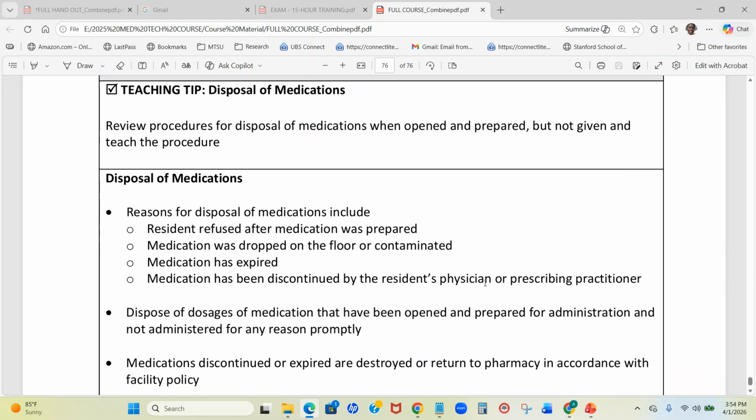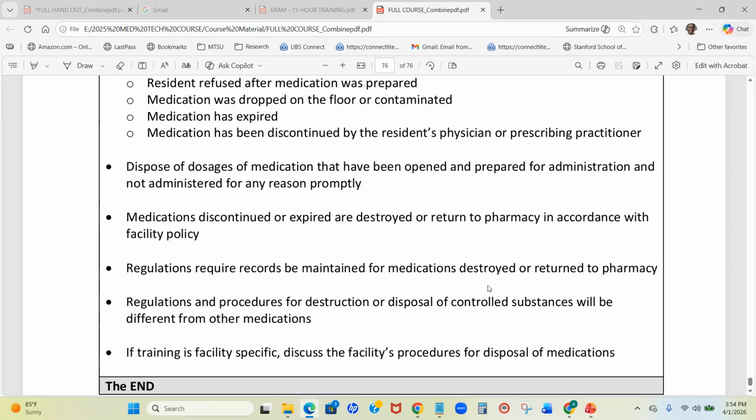Very important. Okay. So review procedures for disposal of medications when it has been opened and prepared but not given, and teach the procedure. Your facility has to do that. Disposal of medications, there have to be reasons for disposal, and that can include that the resident refused after the medication was prepared, the medication was dropped on the floor or contaminated, the medication has expired, or the medication has been discontinued by the prescribing practitioner or the doctor.